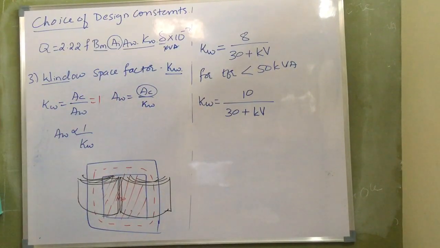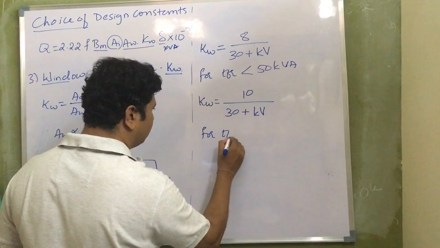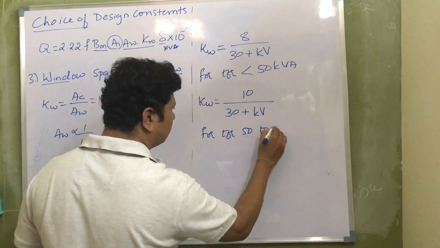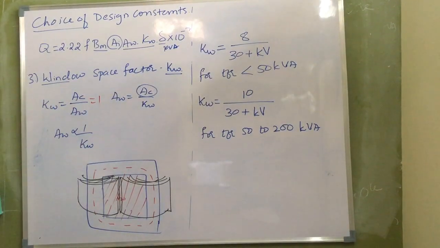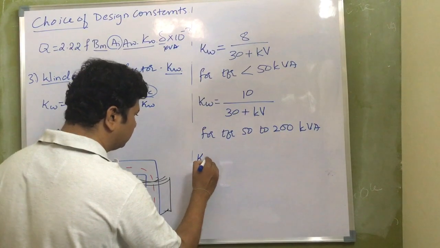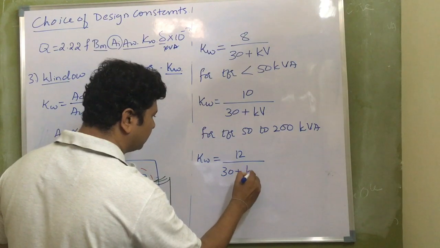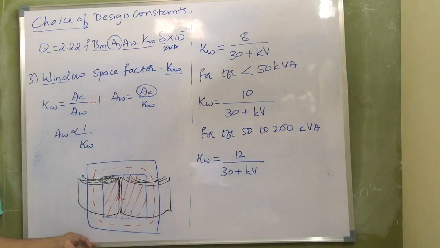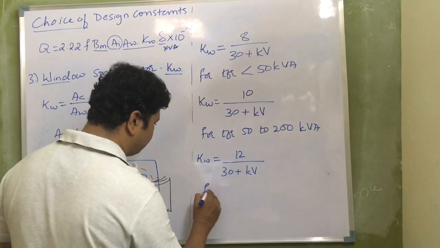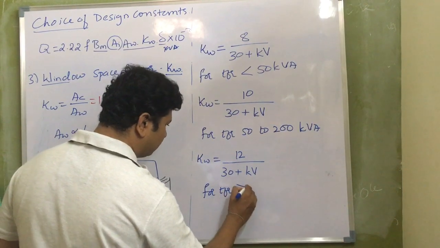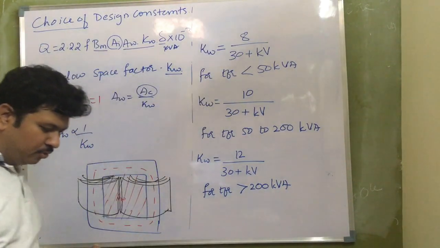kV is the kilovolt value. This is for transformers 50 to 200 kVA. For transformers 50 to 200 kVA, kW is equal to 12 divided by 30 plus kV for transformers above 200 kVA.